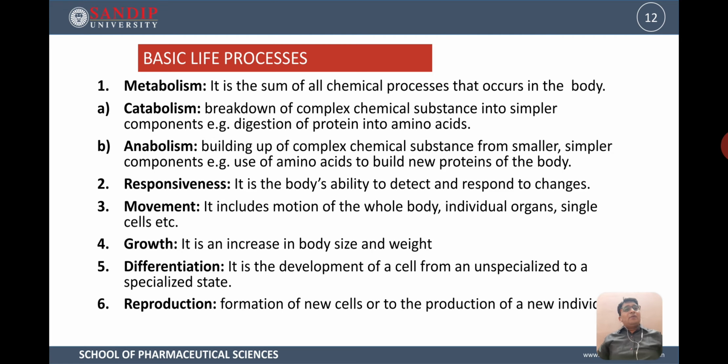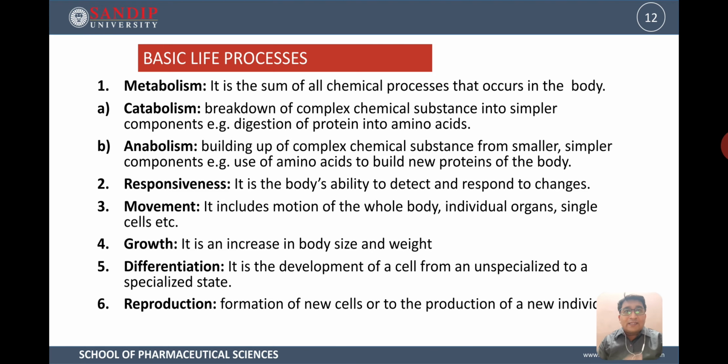Now there are some basic processes. In the first lecture, when the discussion of the endocrine system was there, I said that we can discuss metabolism in the next session. So here, metabolism means what? It is the sum of all chemical processes that occur in the body. Whatever chemical processes occur in the body are known as metabolism.